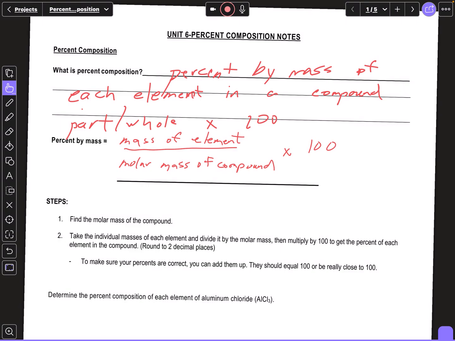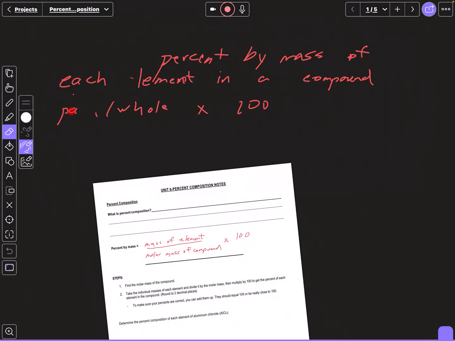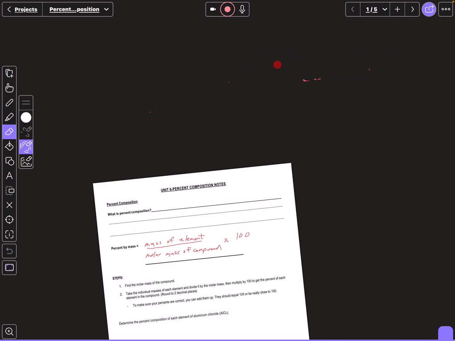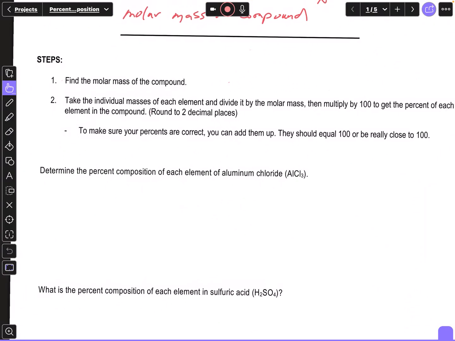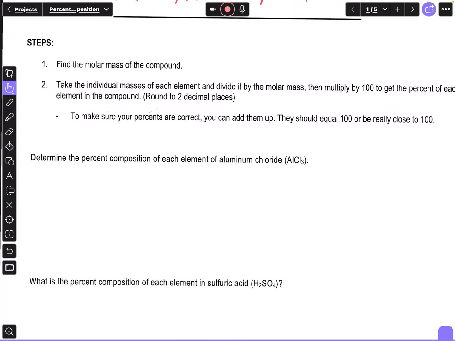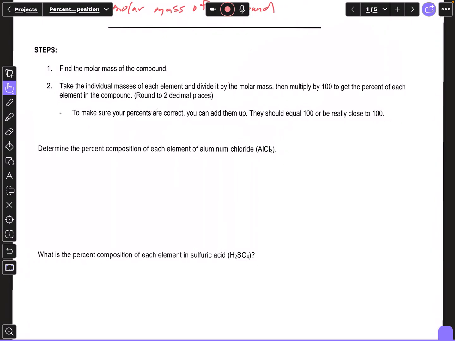Now the steps we're going to use. So our steps is going to be to find the molar mass of the compound. We've already done that. You should know how to do that by now. Then you're going to take the individual masses of each element, divide it by the molar mass, then multiply by 100 to get the percent of each element of the compound. We're going to round these to 2 decimal places. Our molar masses we round to 2 decimal places, so we're going to keep everything consistent when we do this.